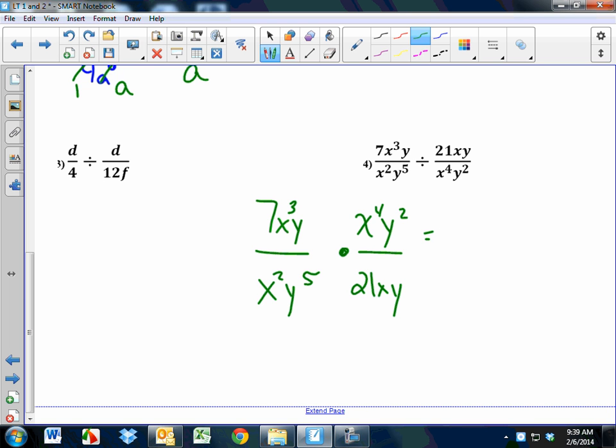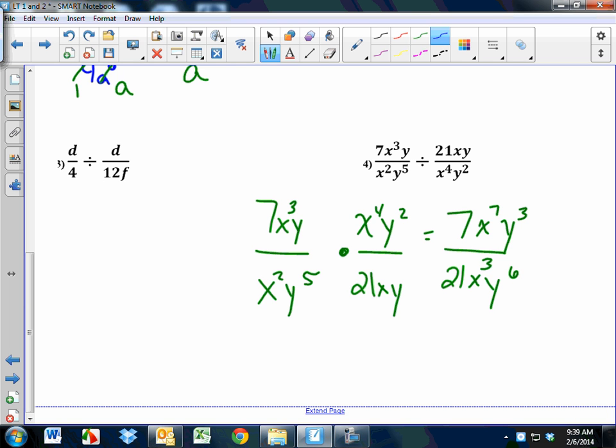I'll go ahead and multiply the tops. 7 times 1, 7. X cubed times x to the 4th, x to the 7th, y times y squared, y cubed. And then divided by 1 times 21, 21. X squared times x, x cubed. And y to the 5th times y, y to the 6th.